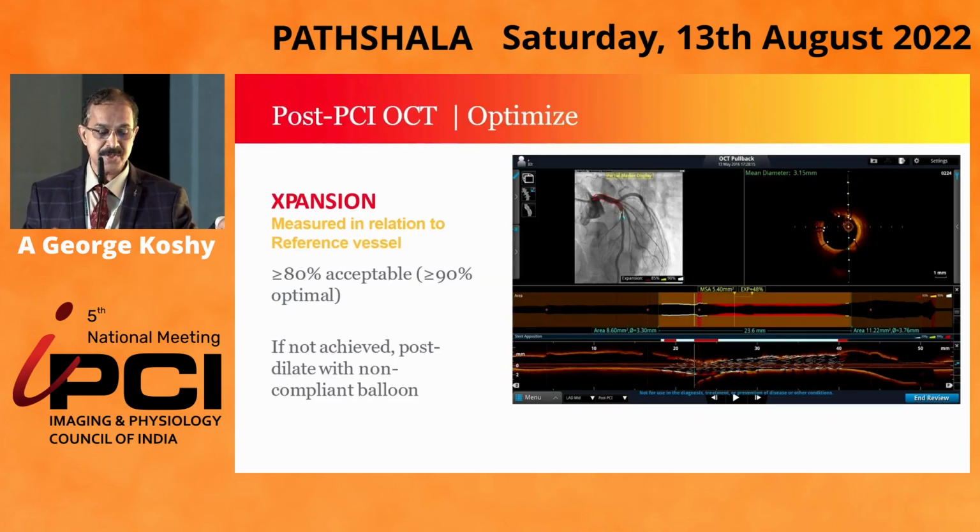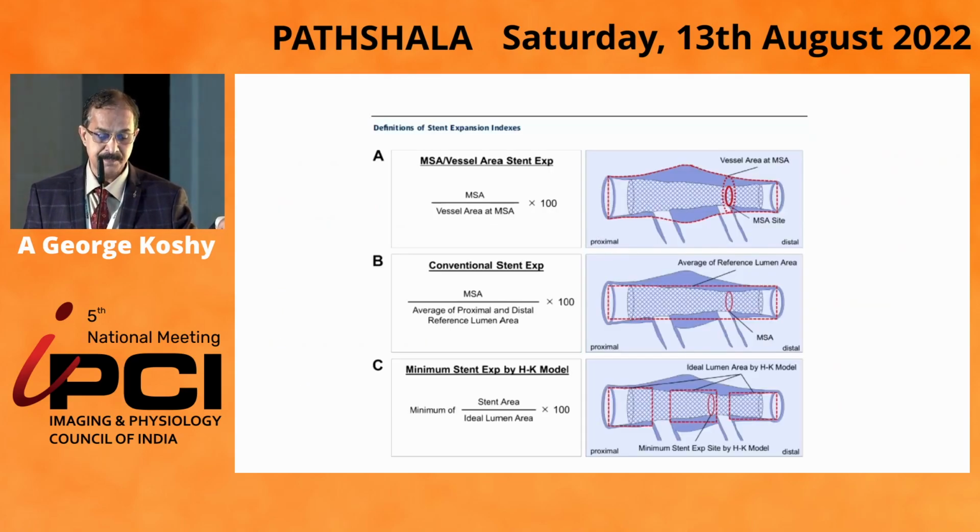Then the stent expansion, measured in relation to the reference vessel: more than 80% will be acceptable, but more than 90% is the optimal one. If it is not achieved, post-dilate with a non-compliant balloon at high pressures. And how to measure the reference vessel area? It's very important. The ideal thing will be, at this site where you have the MSA measured, you require the vessel reference diameter. The EEL to EEL will be the ideal thing. But for conventional stent expansion, you go by the average proximal and the average distal reference lumen area. But it has limitations.